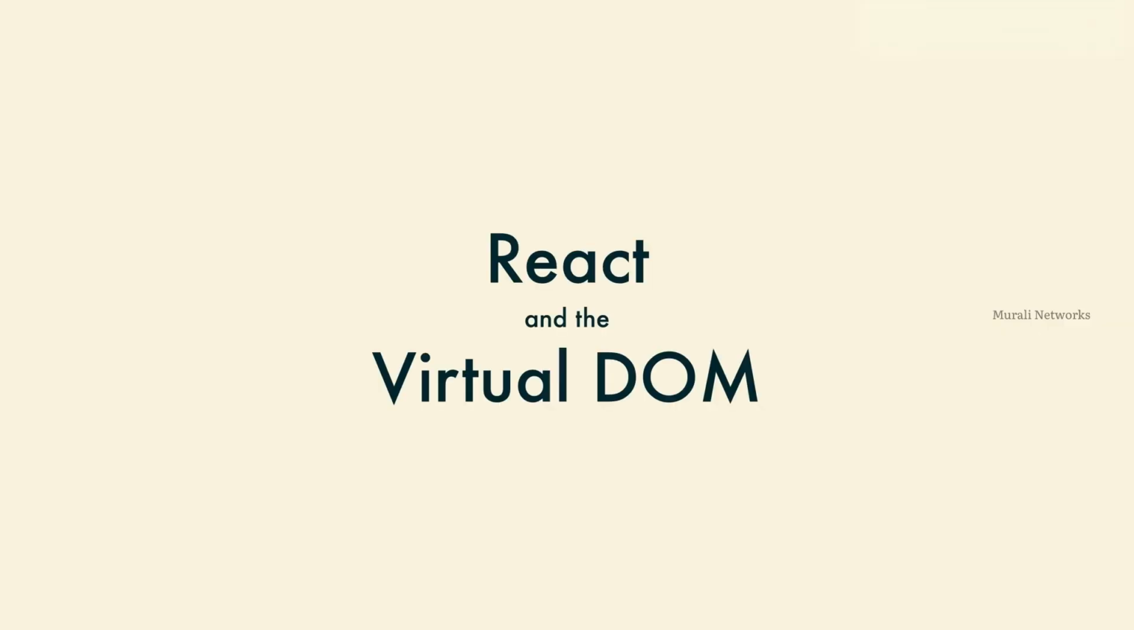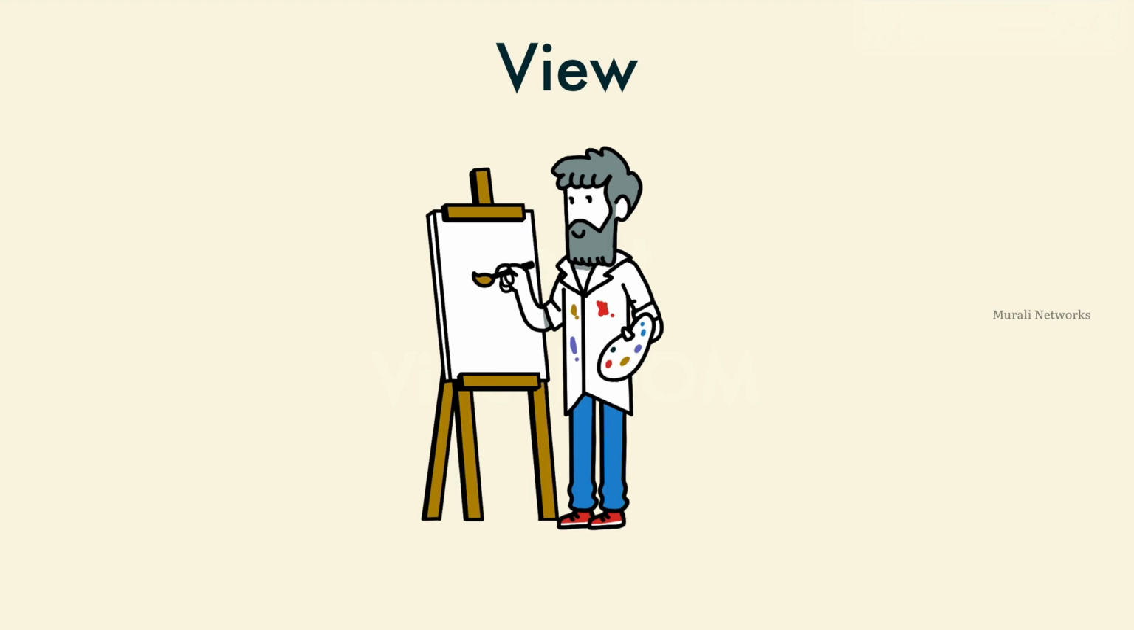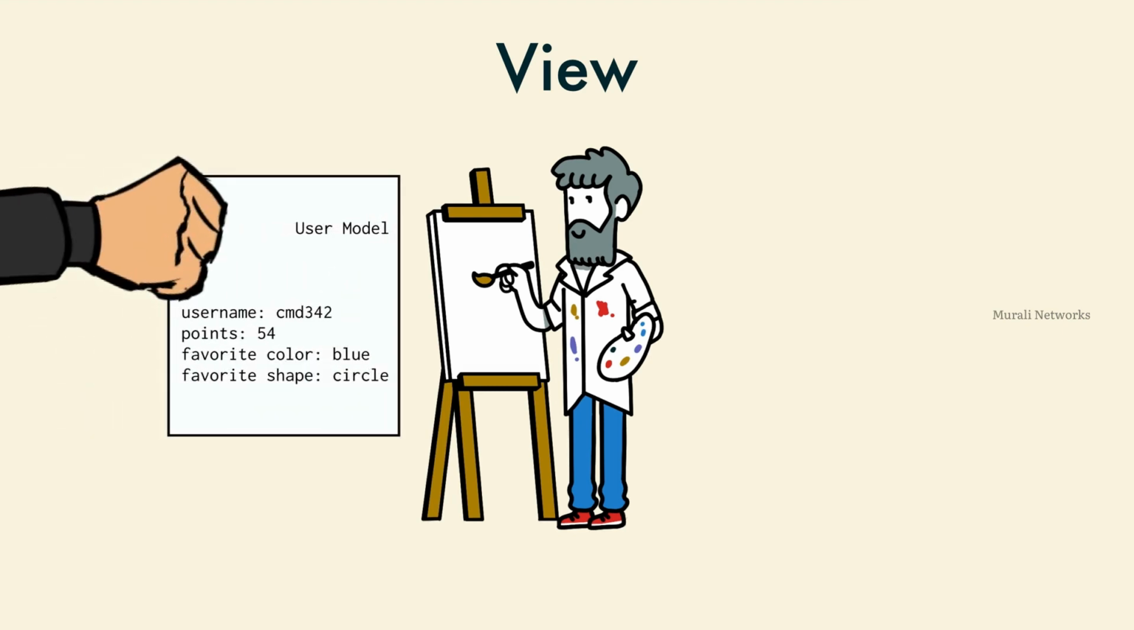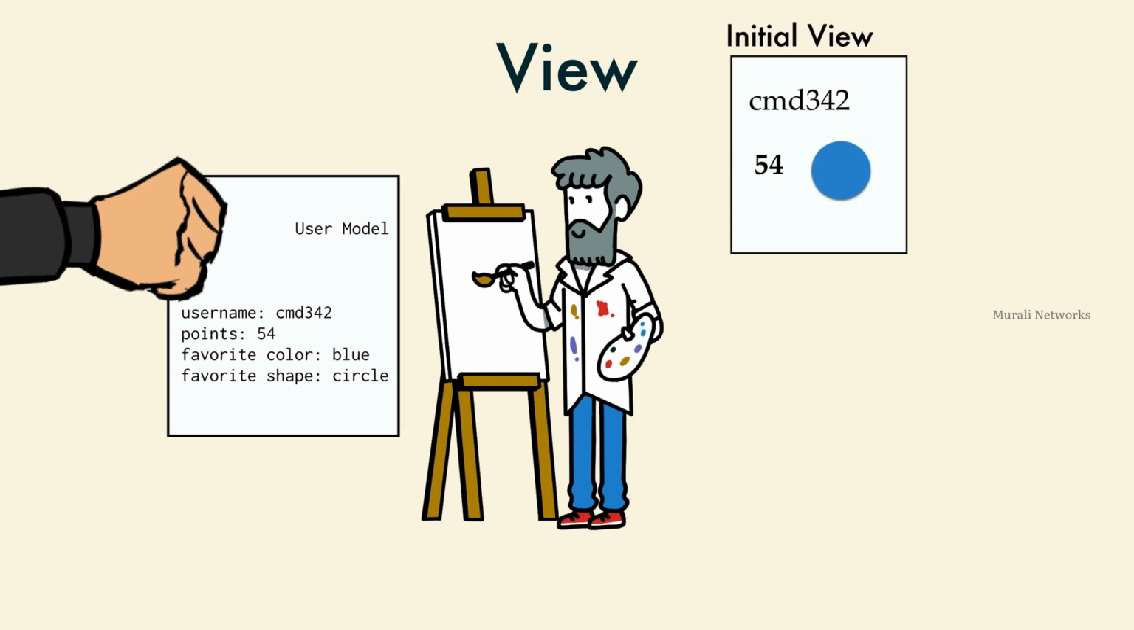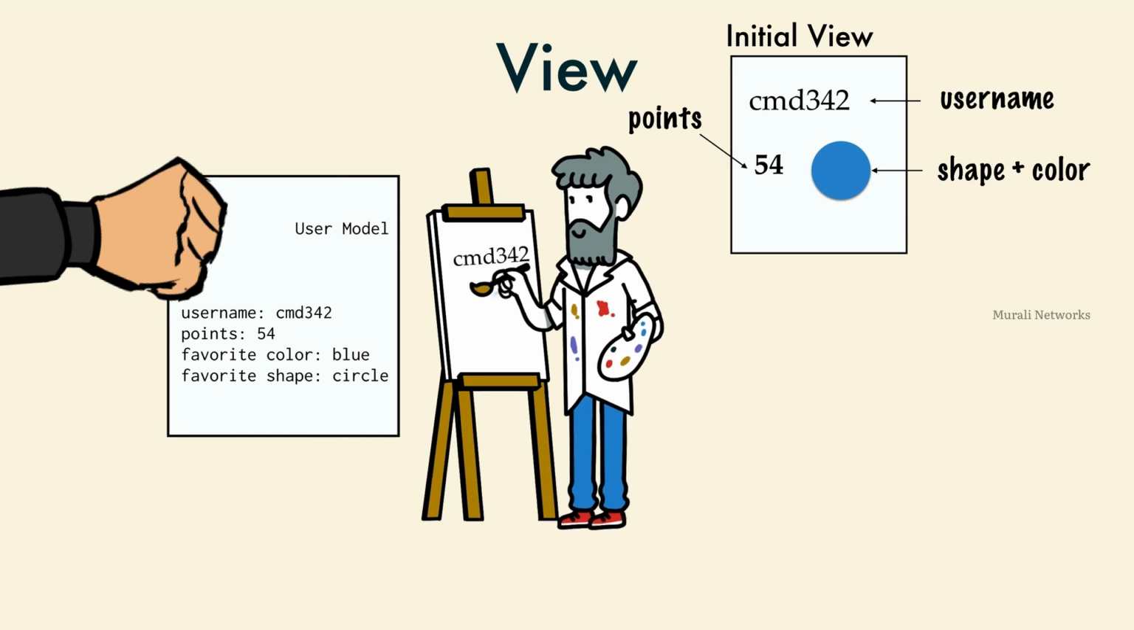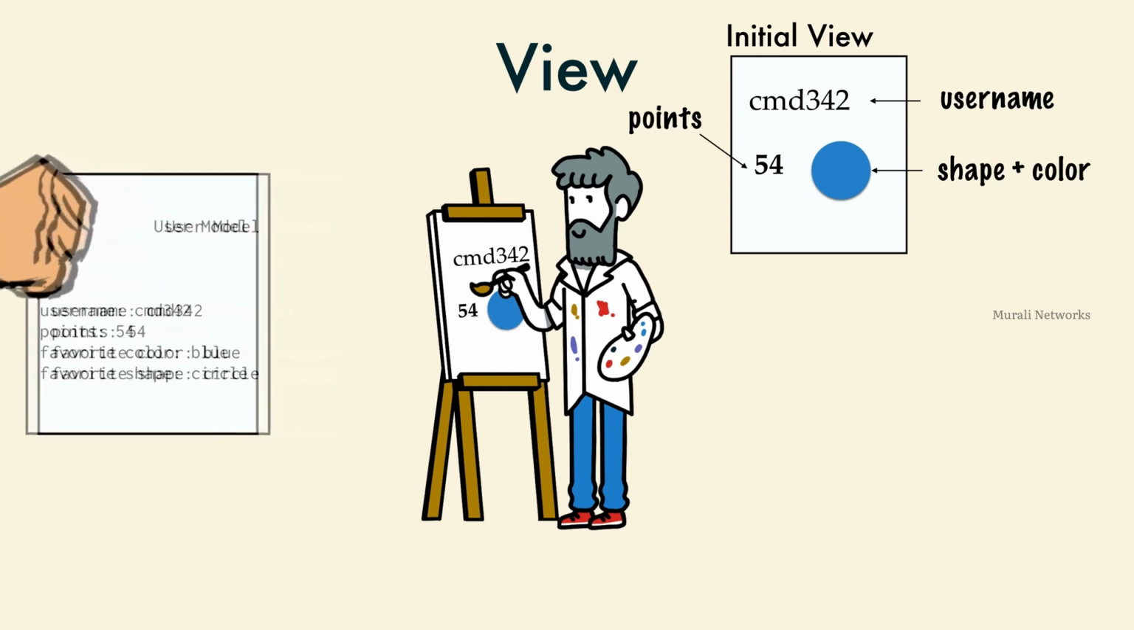This is the story of React and the virtual DOM. Once upon a time, there was a Vue. He was very happy painting the DOM. Sometimes the model would give some nice data to paint. He knew really well how to paint a UI given all the data: a username, the points, and a colored shape. Piece of cake, and fun too.